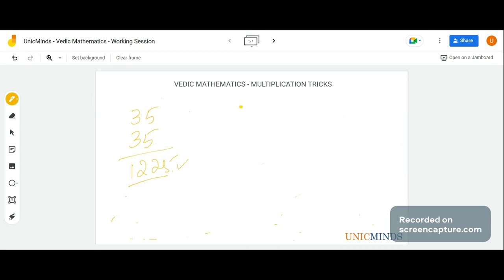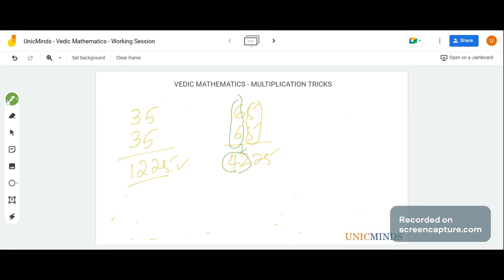So let's try one more problem. Say 65 into 65. So again, 5 into 5 is 25, and 6 into 7 is 42. So the answer is 42, 25.